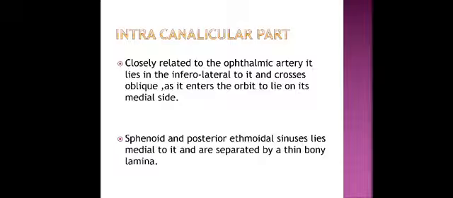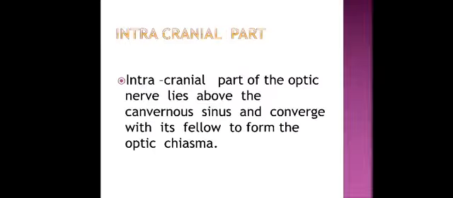The next one is the intracranial part. This part of the optic nerve is about 1 cm in length, lies above the cavernous sinus and converges with its fellow to form the optic chiasma. It is ensheathed in pia mater but receives arachnoid and dural sheaths at the point of its entry into the optic canal. The internal carotid artery runs at first below and then lateral to it.